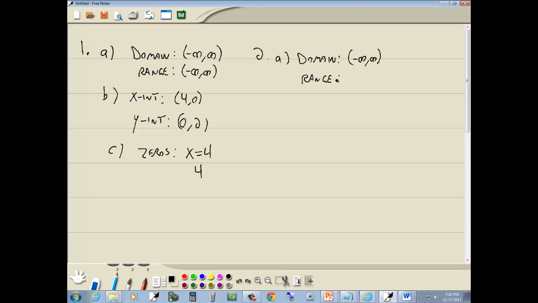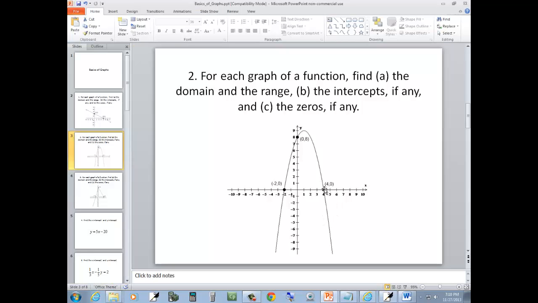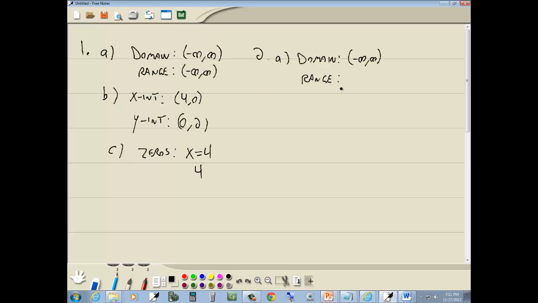Now our range, your y values. Well, as it goes, you see it's pretty well going straight down, so it's definitely going down to -infinity. But if I come up here, this is y is equal to 9 right here. That's the highest point of my graph. So this is going from -infinity to 9, and I'll put a bracket on the 9.